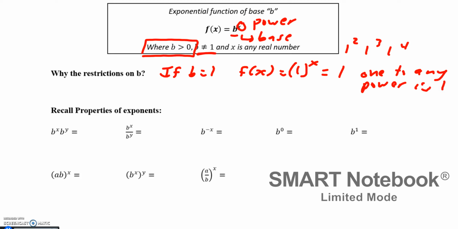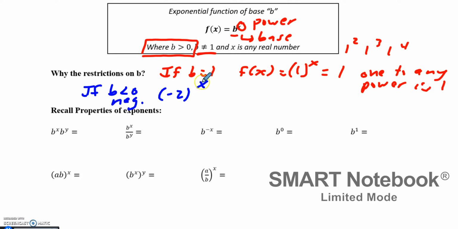So if b has to be greater than 0, let's consider why b cannot be less than 0. Let me give you an example. If your base is less than 0, that means it's negative. So what if I did negative 2 to the x power?